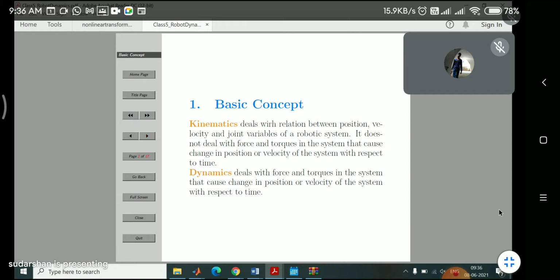That part is modeled in what is called the dynamic model of the robotic system. So in the dynamic model of the robotic system, we will have the mathematical equations that include the terms involving force or torque, whatever is causing the change in position and change in velocity.